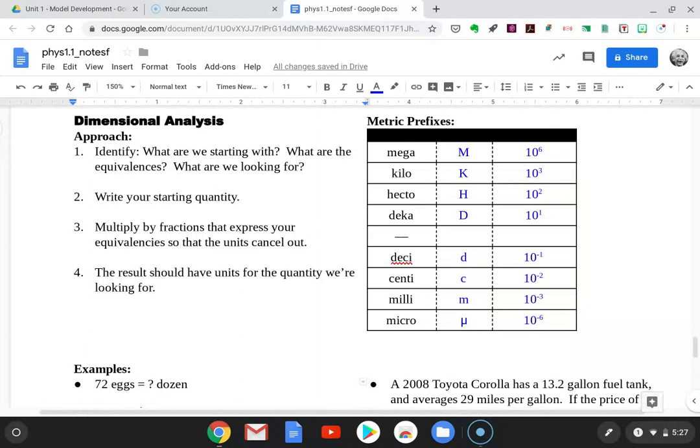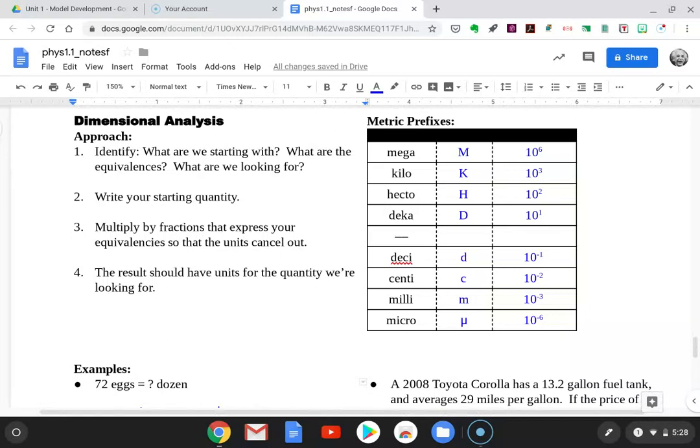So the general approach when you're doing dimensional analysis is to start with identifying what you're starting with, what your equivalent statements are that you're going to need, and then what you're looking for. Because ultimately, all three of those things are what you bring together to complete your problem in dimensional analysis. And then step 2, you write out the starting quantity, and then you multiply by fractions that express your equivalences so that the units cancel out.